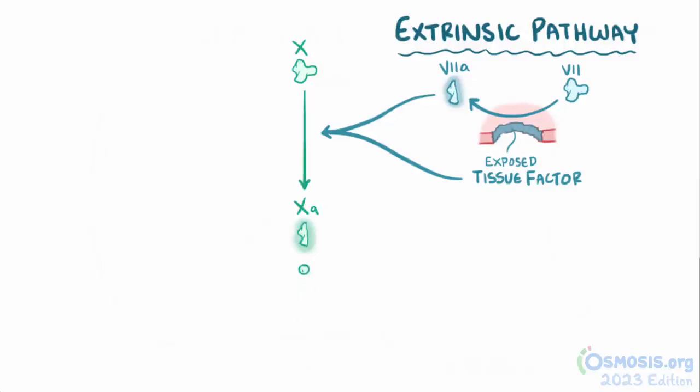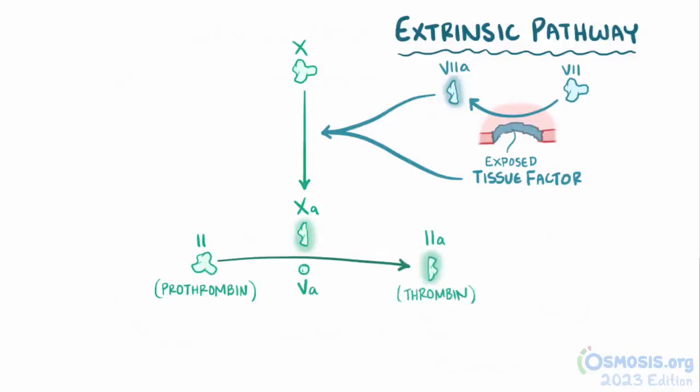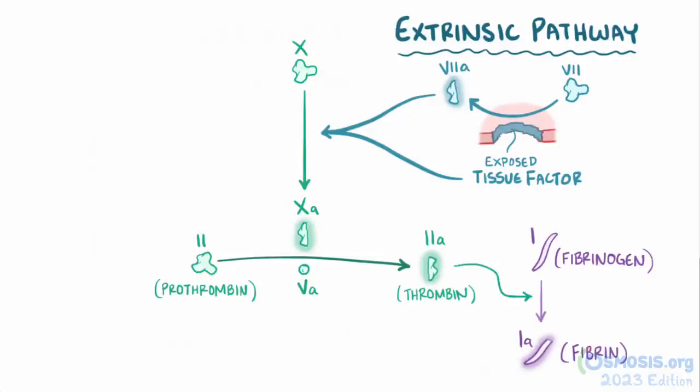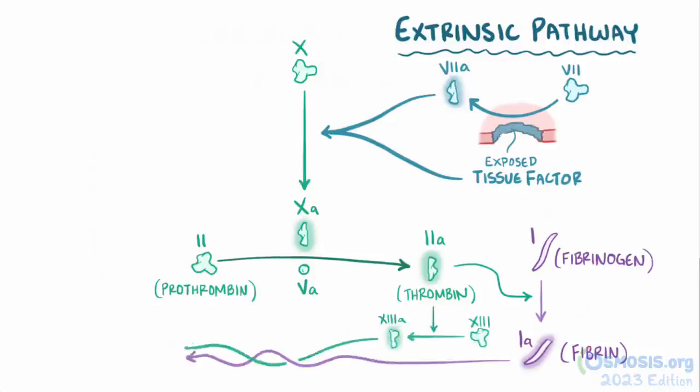Factor 10A with factor 5A as a cofactor turns factor 2, which is also called prothrombin, into factor 2A, also called thrombin. Thrombin then turns factor 1 or fibrinogen, which is soluble, into factor 1A or fibrin, which is insoluble and precipitates out of the blood at the site of the injury. Thrombin also turns factor 13 into factor 13A, which cross-links with fibrin to form a stable clot.